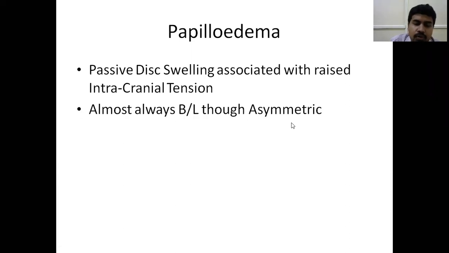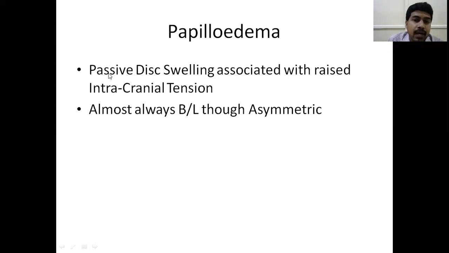Almost always bilateral, though asymmetric, because the raised intracranial tension transmits to both the optic nerves. It is not that it is only localized to one particular quadrant. So almost always it is bilateral, but it could be asymmetric. That is, one disc may start earlier, the other disc may start later. So it is an asymmetric but bilateral passive swelling of the disc associated with raised intracranial tension, that is papilledema. So you have to remember this condition, passive. In PG entrance, they might be asking.